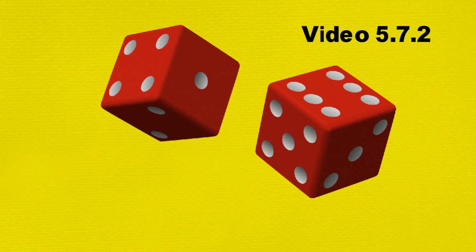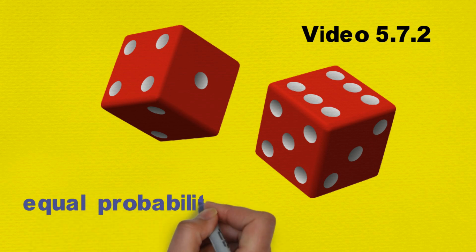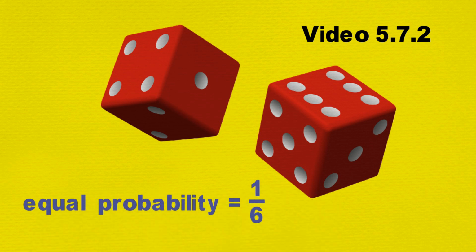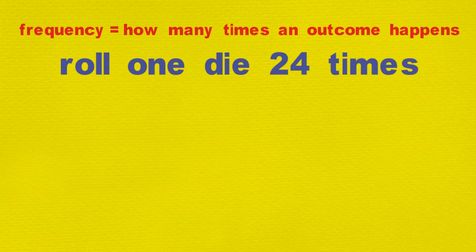5.7.2, when one of these normal dice is rolled, there is an equal chance or equal probability of 1 in 6 or 1/6 for each of the faces to show. So for example, if you roll one normal die 24 times, you would expect each of the 6 numbers to show up 1/6 of 24 times each. That is, to have a frequency of 4. The word frequency means how many times an outcome happens.